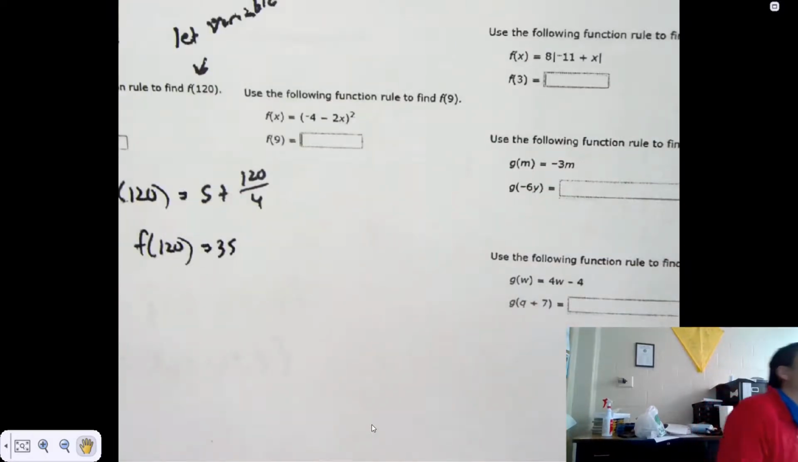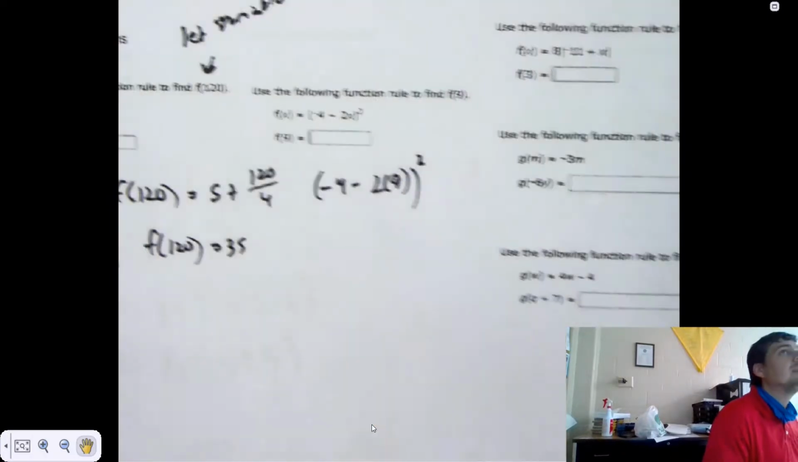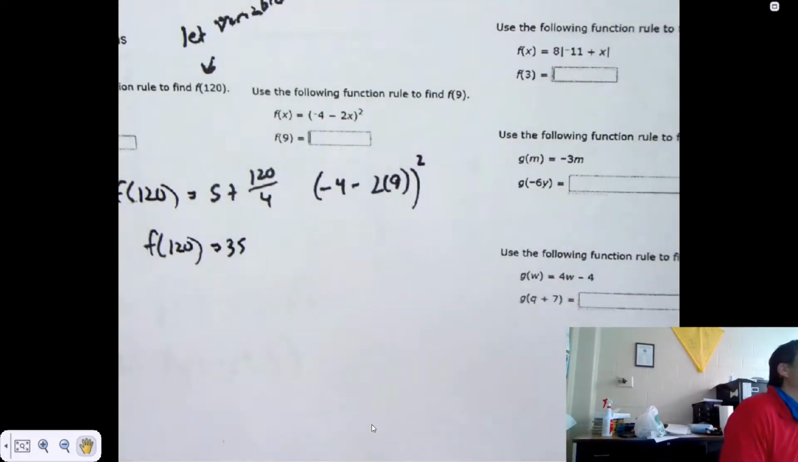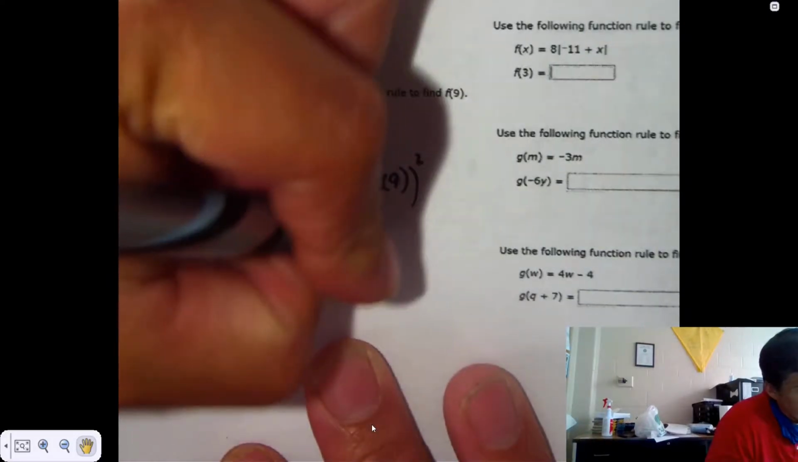Then as you move up, of course, they make it a little harder because they are hoping that you're doing this without technology. You're going to plug in a 9. Find f of 9. -4 minus twice a 9, all squared. And I would like to do that by hand. What's that twice the 9 give us? 18. So -4 minus an 18 all squared.